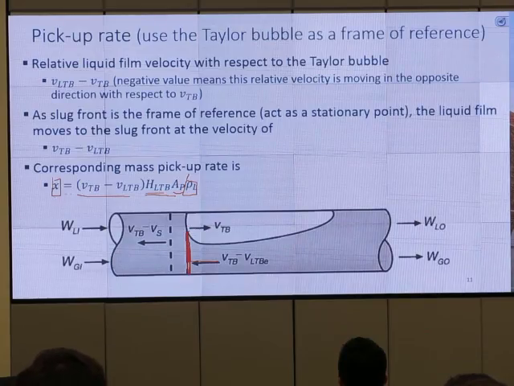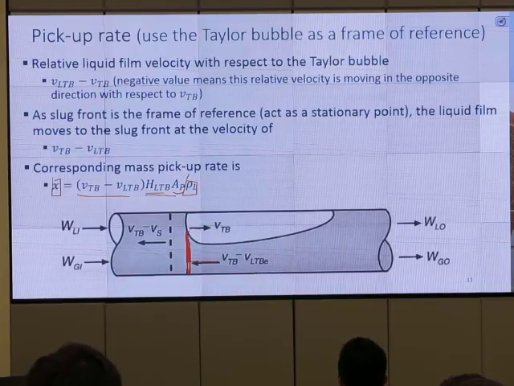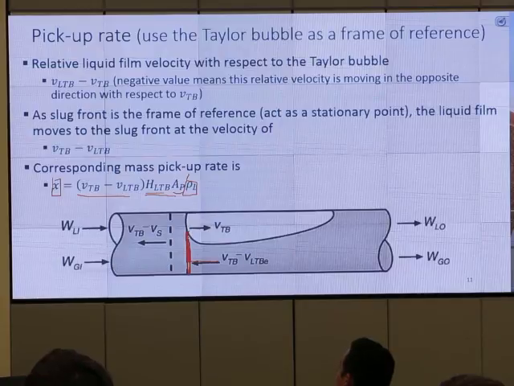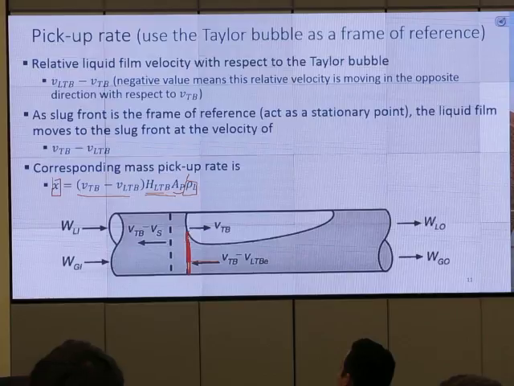X is the right hand side, the pickup rate. When you think about slug flow, the slug body picks up some mass. How much mass does the slug pick up? How do we know that? We have to move at the same speed as the slug flow, the same speed as the interface. When we move at the same speed as the interface, whatever is picked up is the pickup rate.